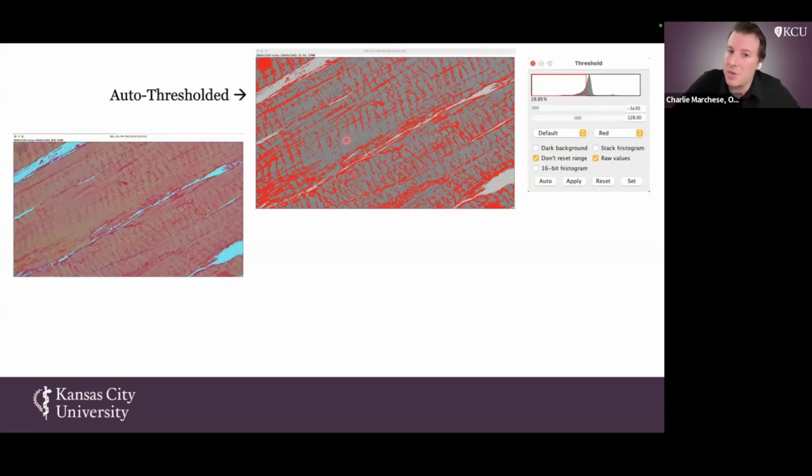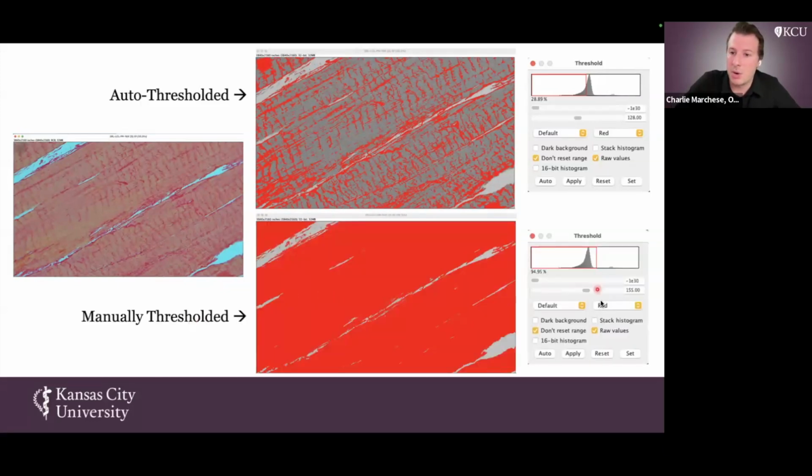There's still a fair amount of tissue here that is showing up in gray that is not included if we only included these. So we chose to do a manual threshold in which I was the one that actually went through and changed this value from 128. I moved the cursor up to 155. Now, all of the tissue that we have in this image is what we'll be analyzing.